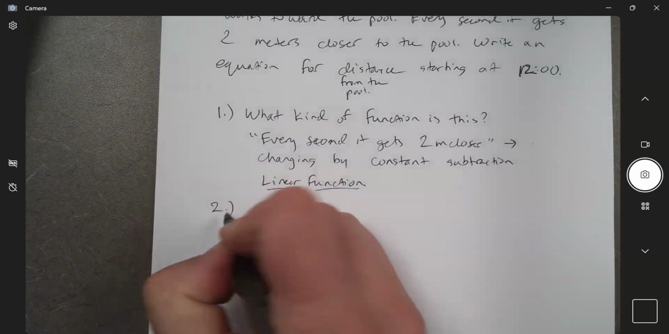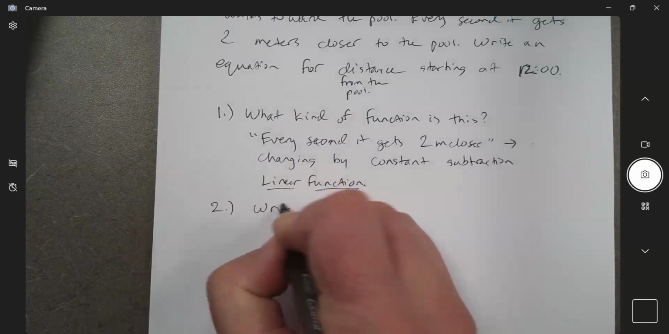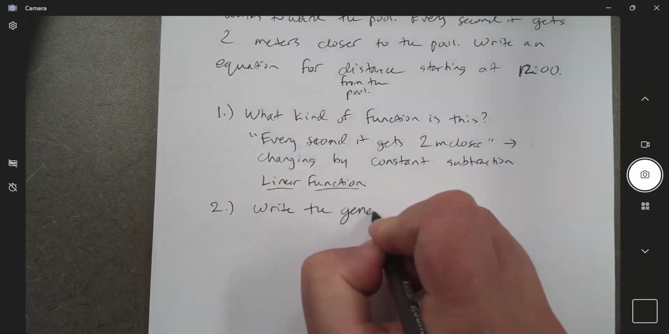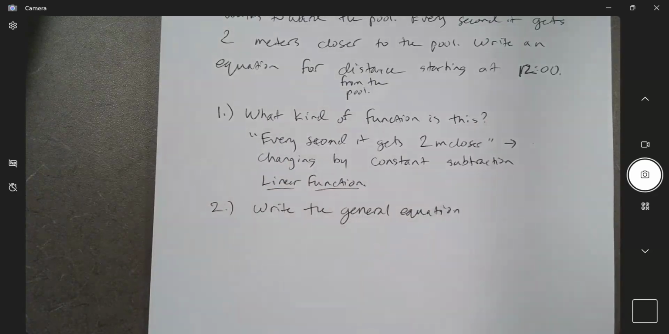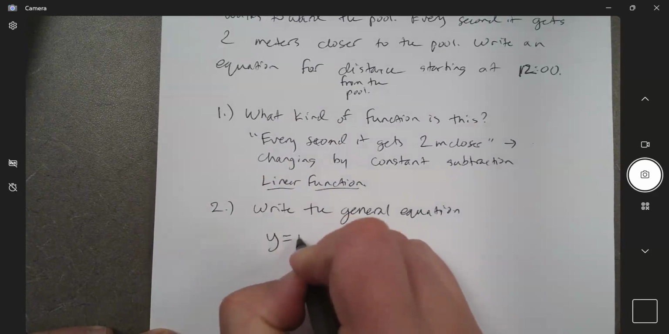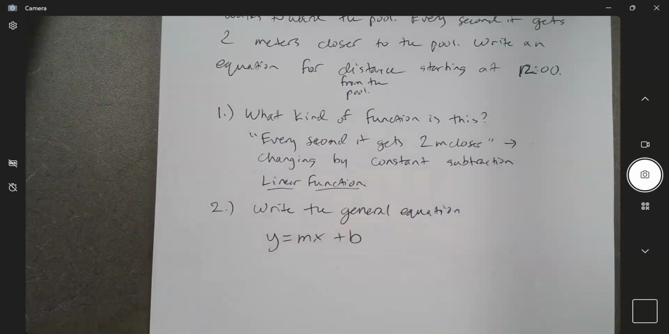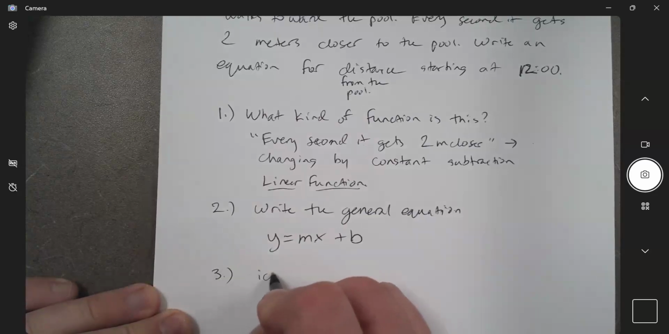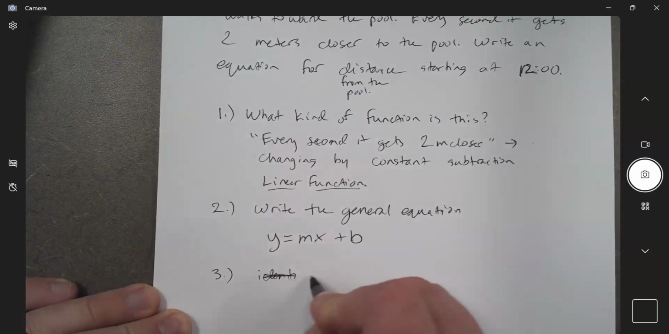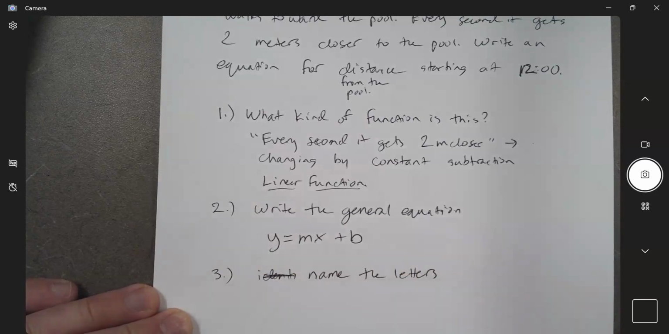And the next step is to write down the general equation for that type of function. So that's y equals mx plus b. And again, you may have already jumped there. That's fine. You did it in your head. I promise you that. Third is, name the letters in the equation.